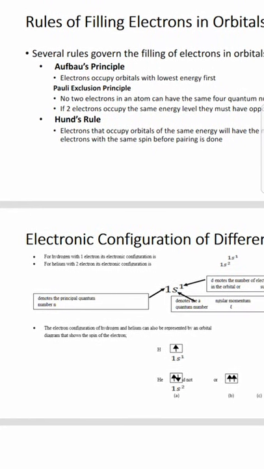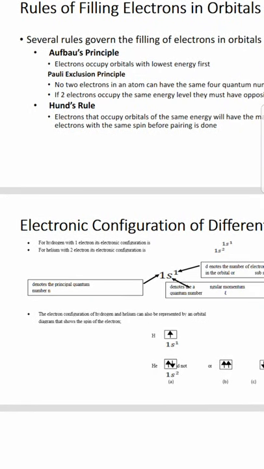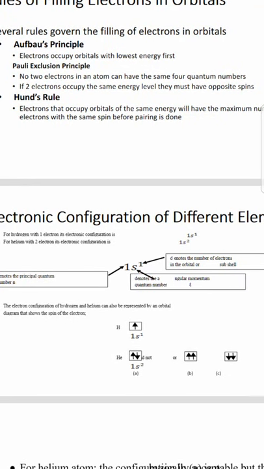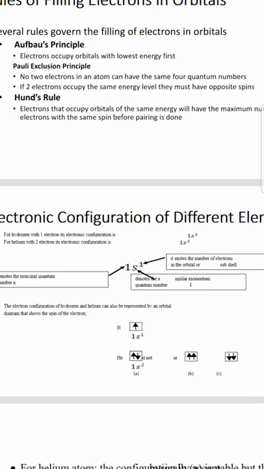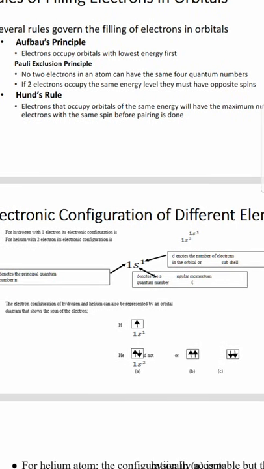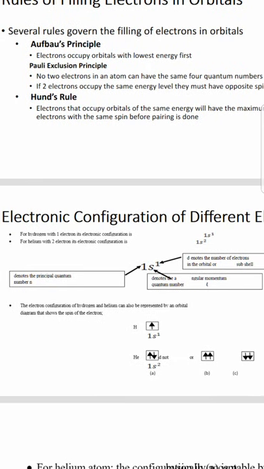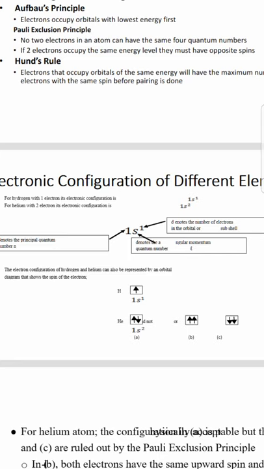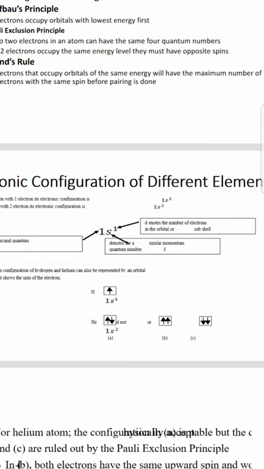We have the Pauli exclusion principle, ambayo inasema no two electrons in an atom can have the same 4 quantum numbers. Yani zile 4 quantum numbers zote zifanane, hakuna. Kwenye the same atom hakuna electron. Lazima zitakuwa zimetofautiana one of the quantum numbers. Lakini the second bullet hapo kwenye Pauli ni very important because inasema if two electrons occupy the same energy level, they must have the opposite spin.